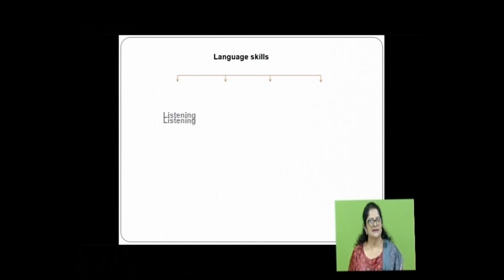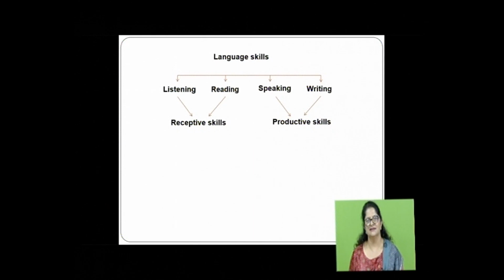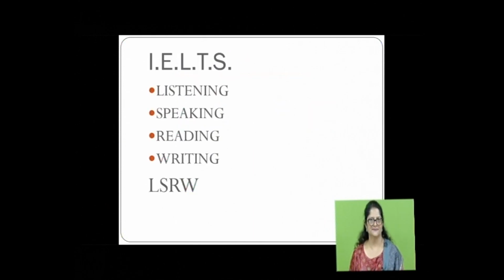So here is the language skills: listening, reading, speaking and writing. So here the sequence has been changed. LSRW has been changed because we have paired them according to the receptive and productive skills. So listening and reading receptive and speaking and writing, these are the productive skills. So we call them LSRW skills also.